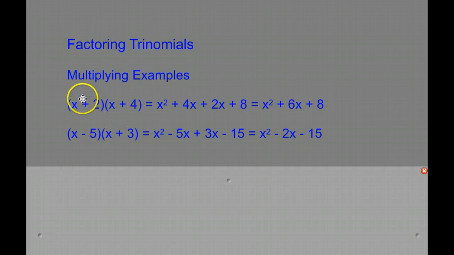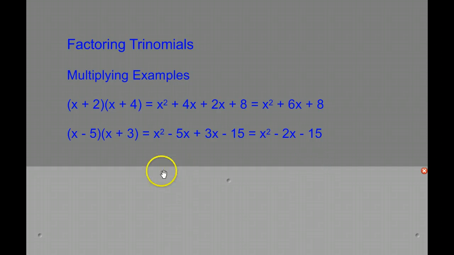out, you get x times x is x squared, x times 4 is 4x. Then you get the 2 times x is 2x, the 2 times 4 is 8, which simplifies to x squared plus 6x plus 8. And I went ahead and did the exact same thing for a second example. X minus 5 times x plus 3 will simplify to x squared minus 2x minus 15.